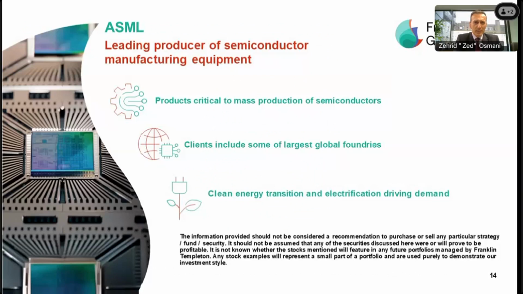So we've got a few companies that we wanted to highlight in the semiconductor industries, which the trust is actually very exposed to. We're zooming in on ASML as a leading producer of semiconductor manufacturing equipment. Its products are critical to the mass production of semiconductors. Its clients include some of the largest global foundries. It has exposure to the clean energy transition as well, because you need semiconductors for that. Electrification as well.